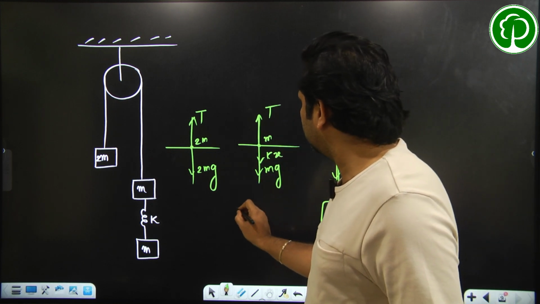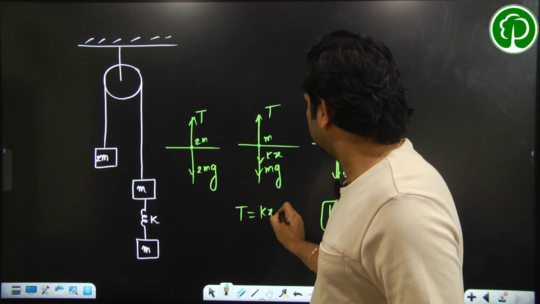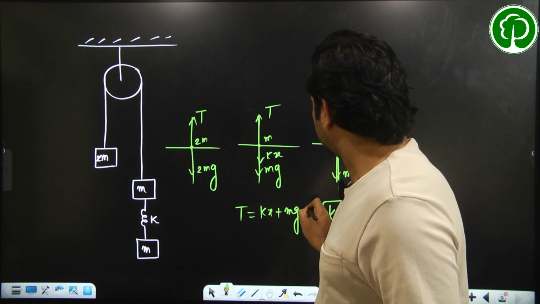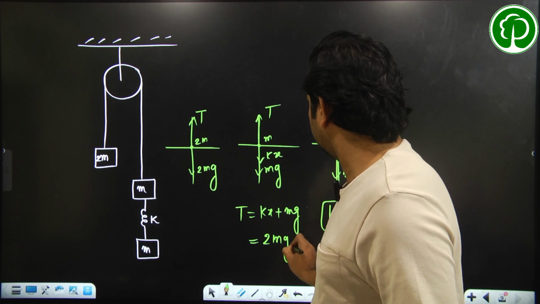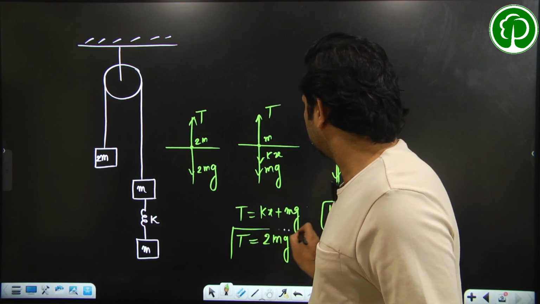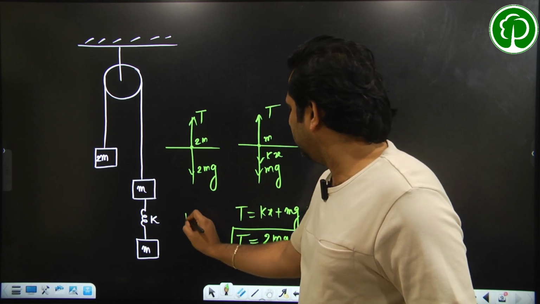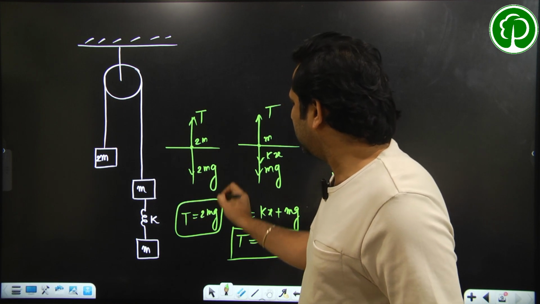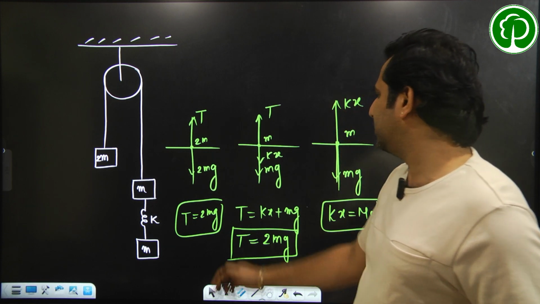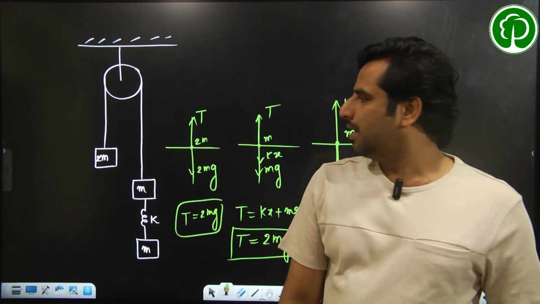Now T is equal to kx plus mg. So kx is equal to mg, so T is equal to 2 times mg. And now here T is equal to 2mg, we get a redundant equation. So T is equal to 2mg even from the first free body diagram.